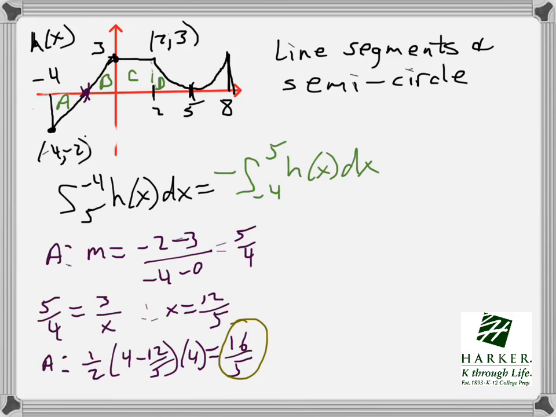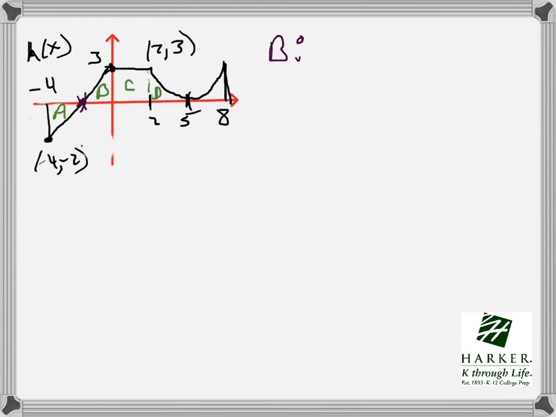So the area of that triangle for A is 1/2. Well, the distance from that x-intercept to negative 4 is just 4 minus 12/5. Again, I'm just doing this as area, so I'm finding that length. The height is 4. Half of that is 16/5. So that's the area of region A.